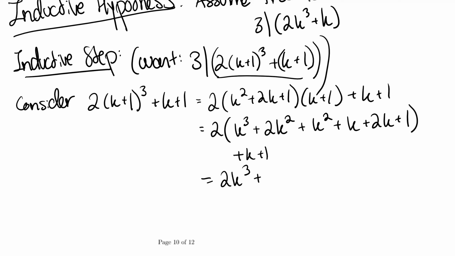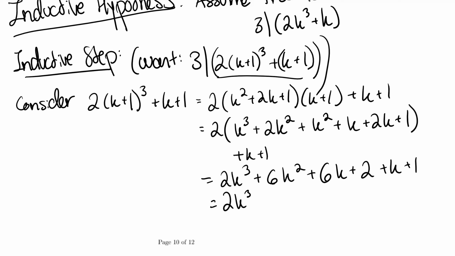2k cubed plus. So what is this? So this is 3k squared. So 6. Oops, sorry. Yeah, no, that was right. 6k squared. 3 again. So plus 6k plus 2 plus k plus 1. Plus.